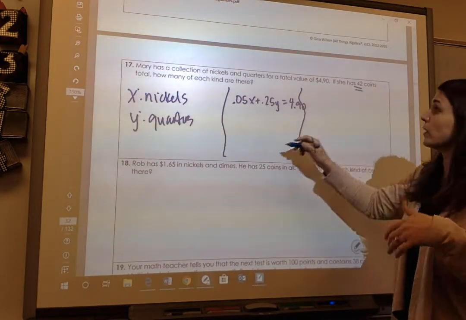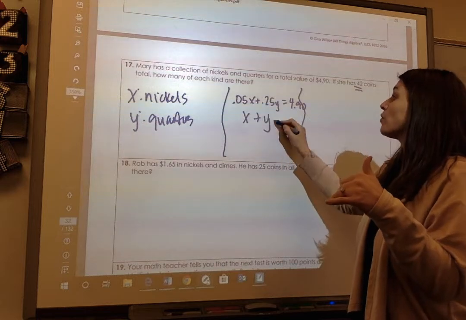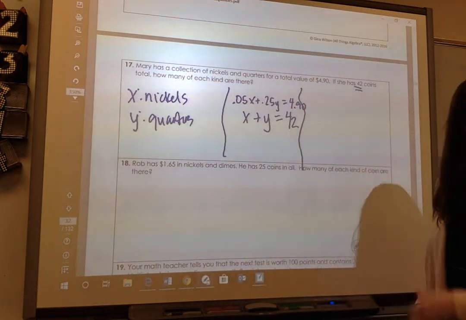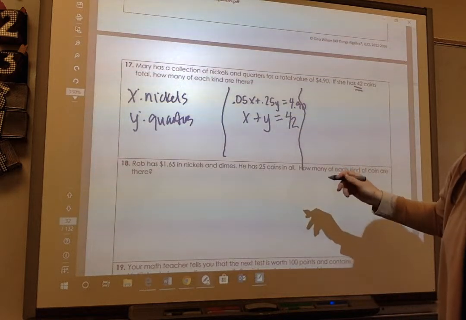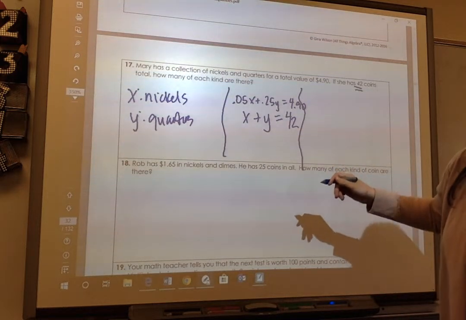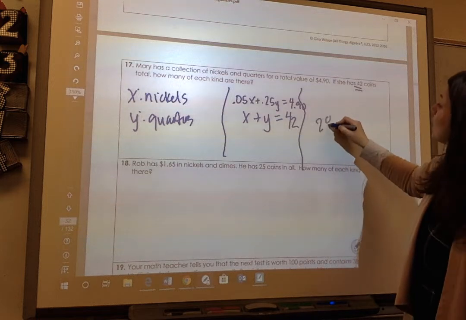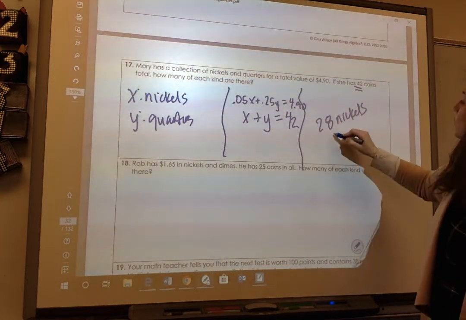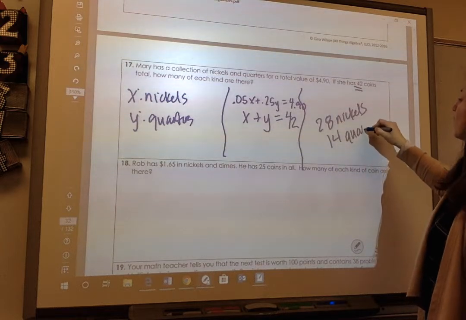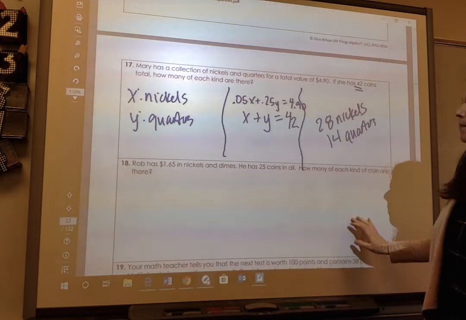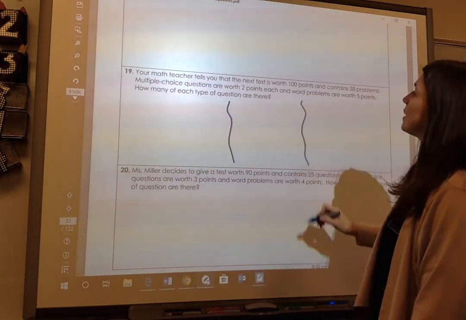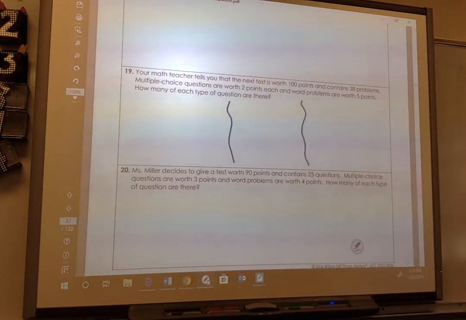And she has 42 coins. So she's got nickels and quarters for 42 coins in her piggy bank. So again, I would use substitution, but that is what my linear equation looks like. And 28 nickels were in her piggy bank, and 14 quarters were in her piggy bank. Okay? All right, 19. Your math teacher tells you that the next test is worth 100 points and contains 38 problems.